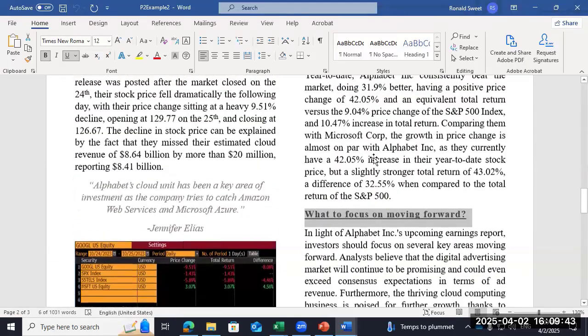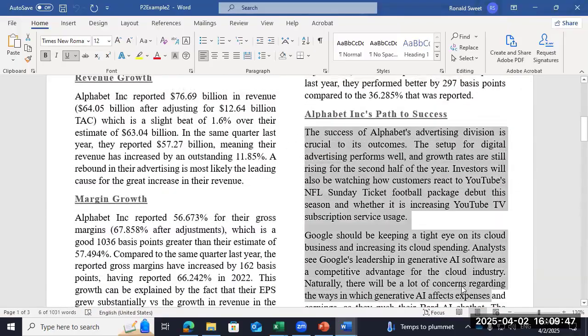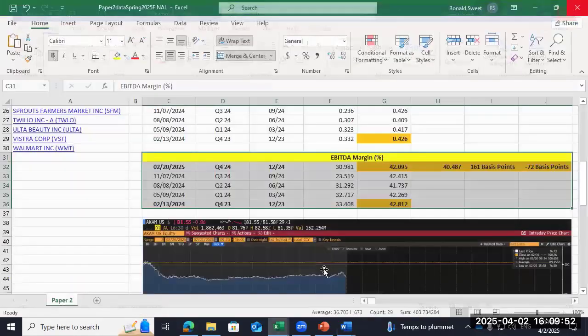So this place looks a little skimpy. There's not a lot of discussion here, but it doesn't necessarily have to be pages and pages. A couple of paragraphs is maybe a little bit light.